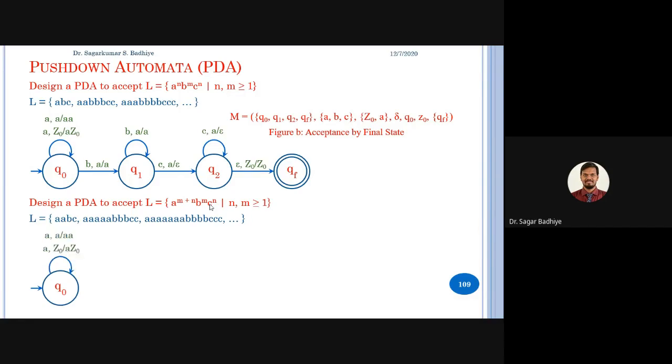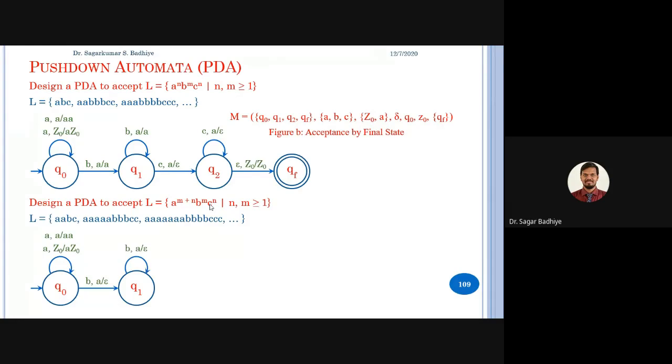For every A as the input, we'll push A on the stack. As soon as we read a B, this would be a confirmation that number of A's are over and there should be no A now. And for the B and C, we'll pop A's. So for the first B, we'll pop A and change the state to Q1 so that it would make sure that in the new state, it won't get any A as the input, but it can get a B or C.